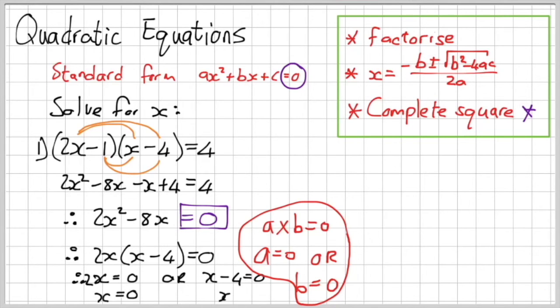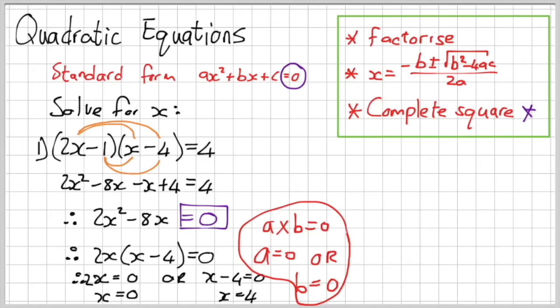X is 0 and X is 4. Very important. Always finish your sum. Don't be like me who almost moved on to the next question without finishing the sum. Always finish your question, your sum, 100%.